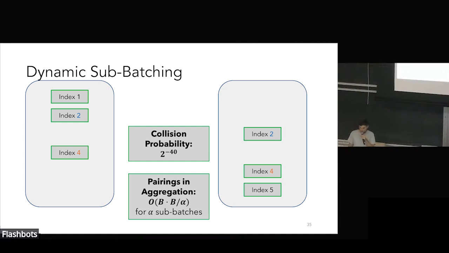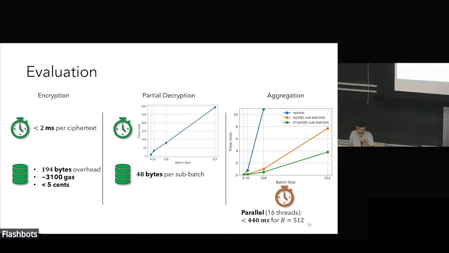And to see how all of these different properties work out together, let's look quickly at the evaluation. So for encryption, we are actually very efficient. We can encrypt a ciphertext in less than 2 milliseconds, and our ciphertexts are also fairly small. An optimized version of our construction has less than 200 bytes of overhead per ciphertext, which, when calculated with call data, amounts to about 5 cents.